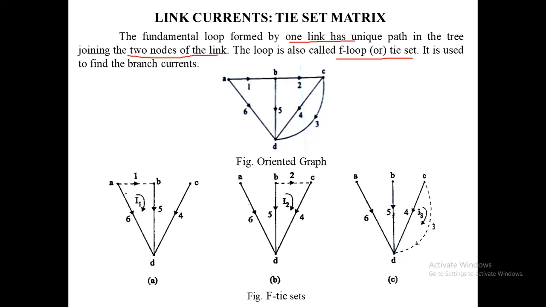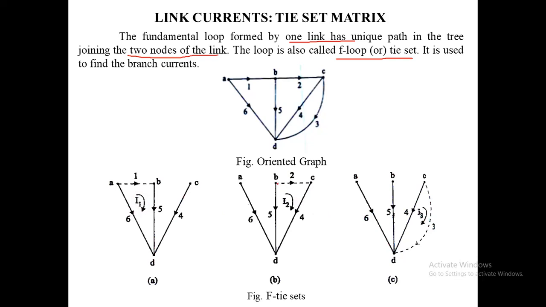First we have to form the closed path using the link. Let's select the first link as 1. Here we have to mark this branch with a dotted line because this is the link. Using this link we have to form the closed path. Here we can form the closed path. This is one tie set.